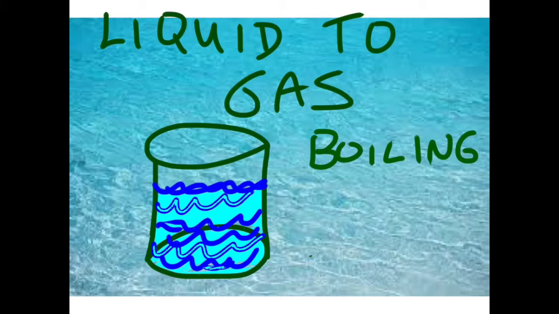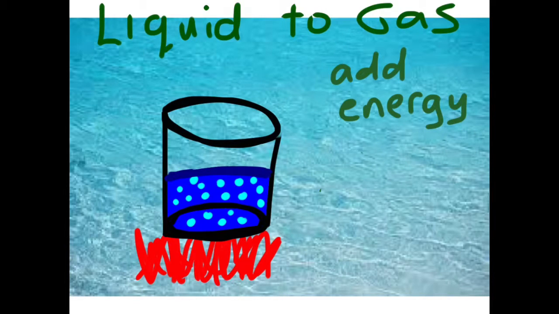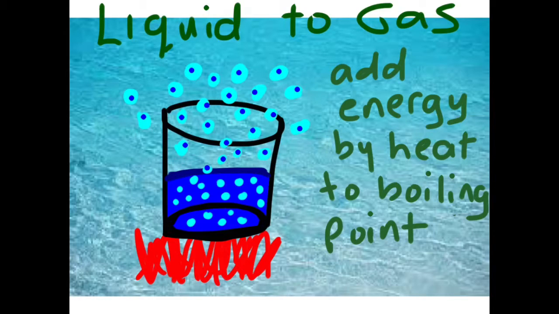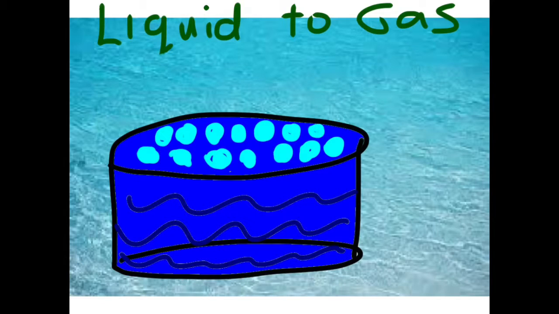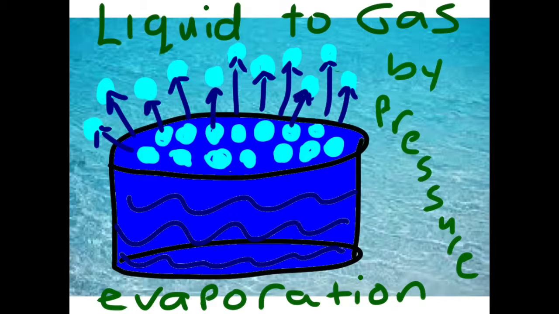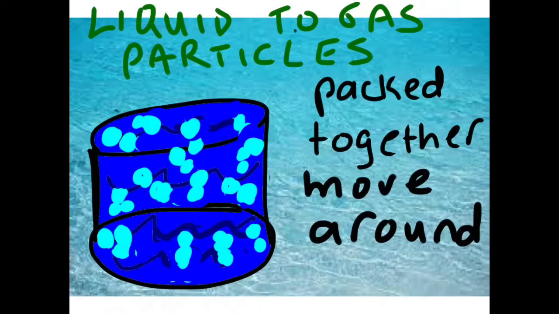Second phase change is going from a liquid to a gas. There are two ways to go from a liquid to a gas: boiling or evaporation. One is boiling. Boiling is when we add extreme heat and temperature to the water molecules so that the water molecules are able to jump around and be free. Two is evaporation. Evaporation is when we add extreme pressure to the water molecules, which means that they will be able to jump around and move.